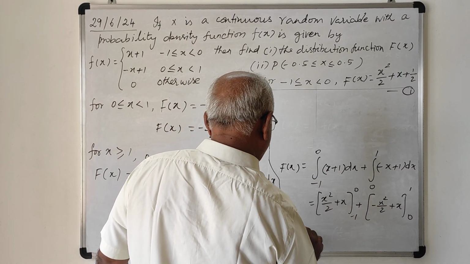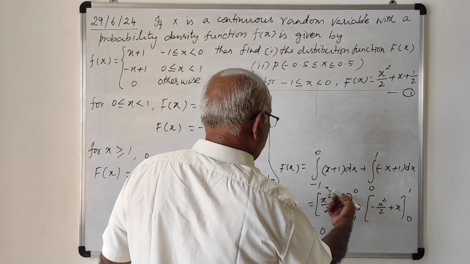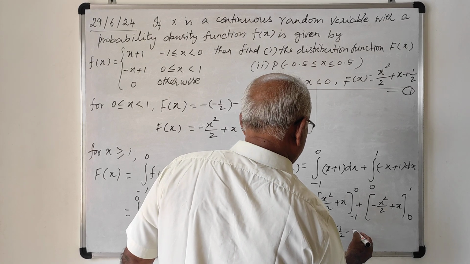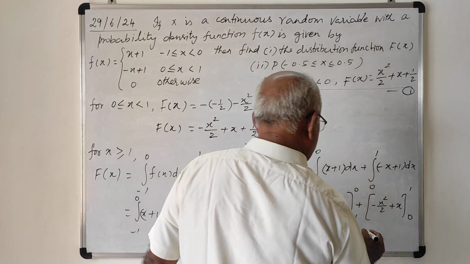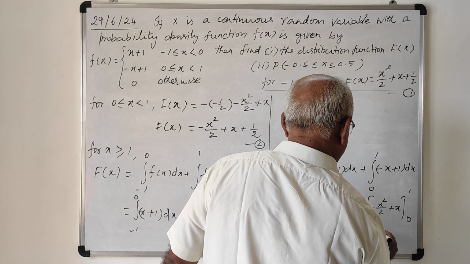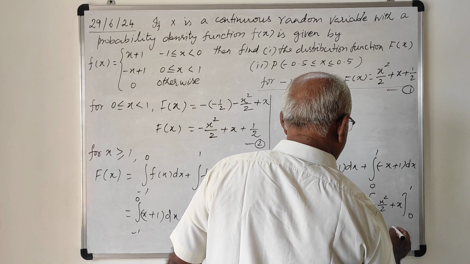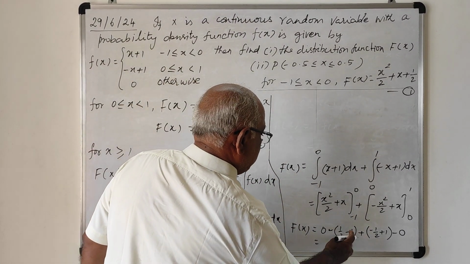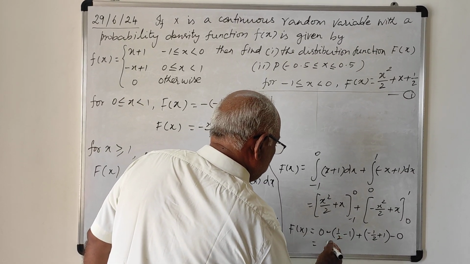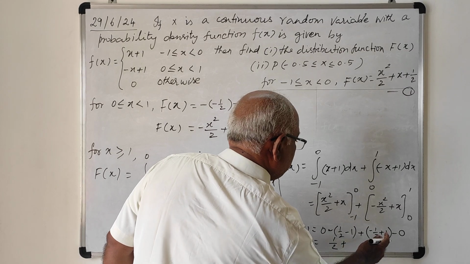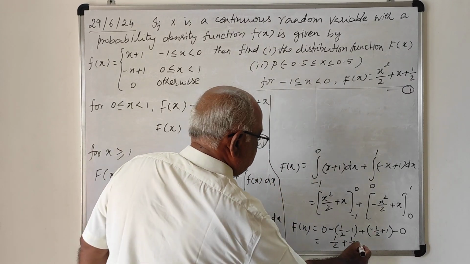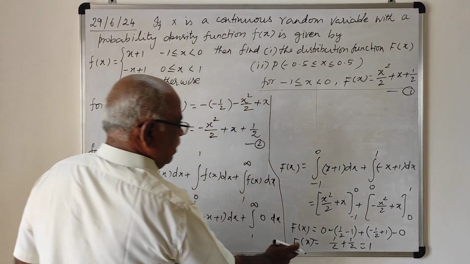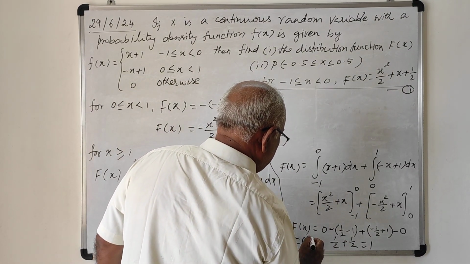So capital F of x equals: first the upper limit 0 for x, both x values 0, minus the lower limit for x equal to minus 1, which is 1 by 2, and x equal to minus 1 gives minus 1. Plus, similarly, for the upper limit 1, minus 1 by 2 for x equal to 1, plus 1. Minus the lower limit, for x both are 0. So minus 1 plus 1 by 2 is minus 1 by 2, and again the outer minus gives plus 1 by 2. Plus 1 minus 1 by 2 is 1 by 2. So 1 by 2 plus 1 by 2 is 1. So capital F of x for x greater than 1 is 1. Okay, that's all about the problem.